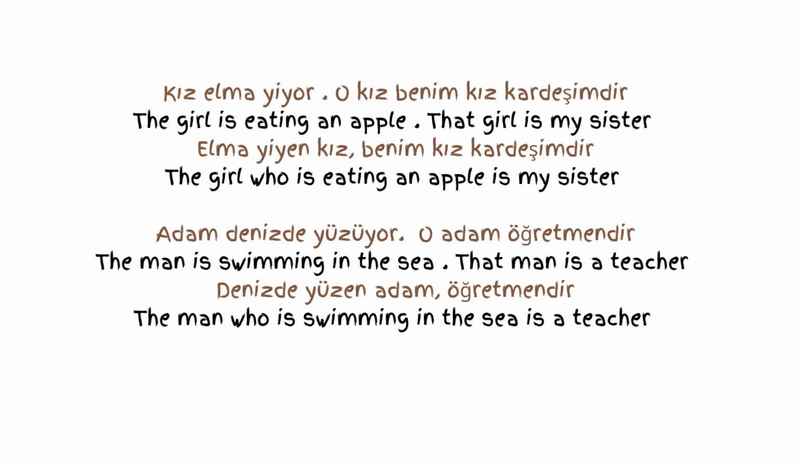Now we finished the first sentence. We're going to move to the second sentence, which is completing the sentence. And we're going to take only benim kız kardeşimdir. We're not going to add the subject, repeating it again. And this is how the sentence is established.